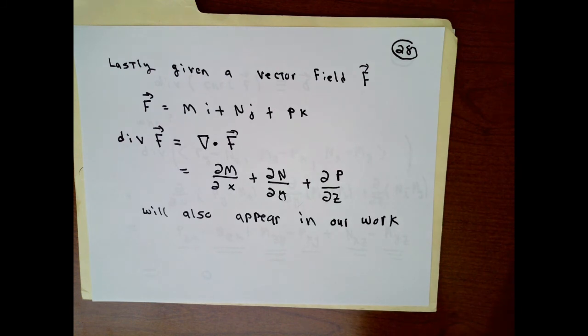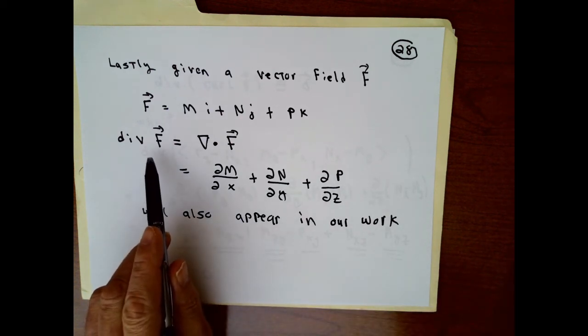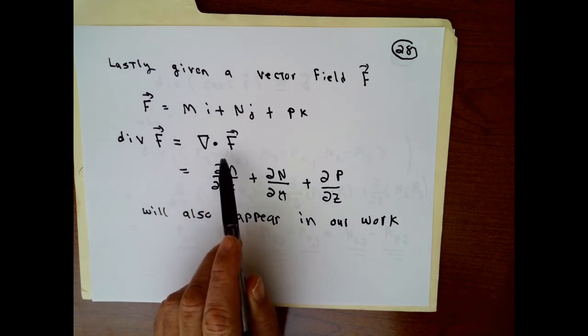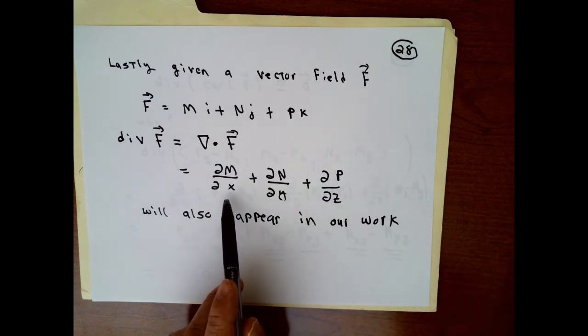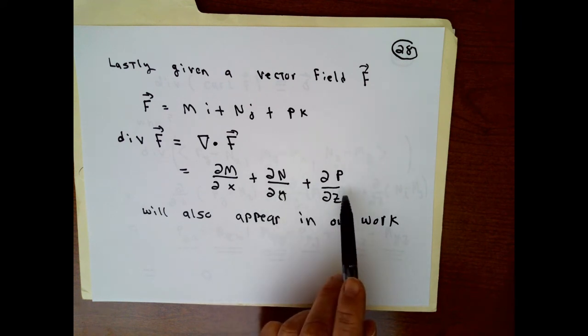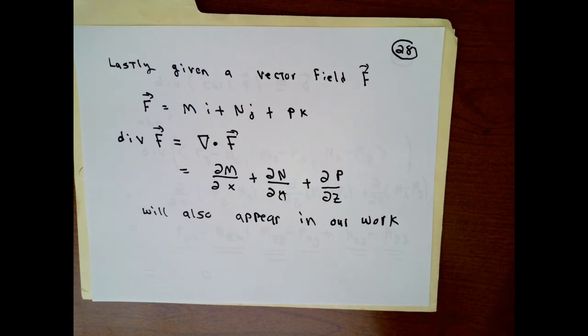If I give you a vector field, f, which is mi plus nj plus pk, what I mean by the divergence of the vector field is often written as a dot product. This just means it's the partial of m with respect to x plus partial of n with respect to y plus partial of p with respect to z. The divergence of a vector field is a scalar field. Every point in space has a number to go with it. The gradient is a vector field. The curl is a vector field.